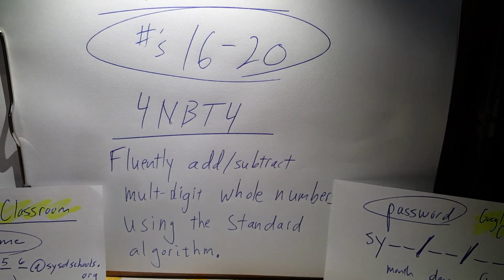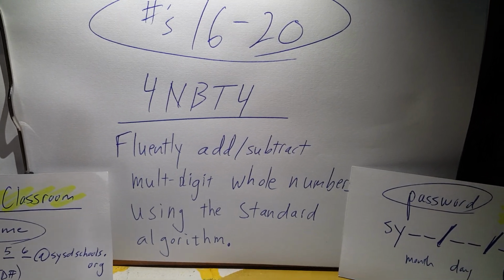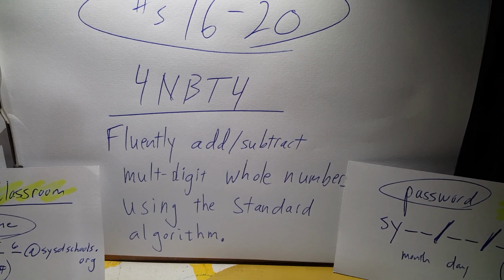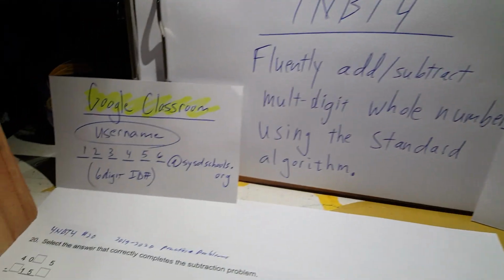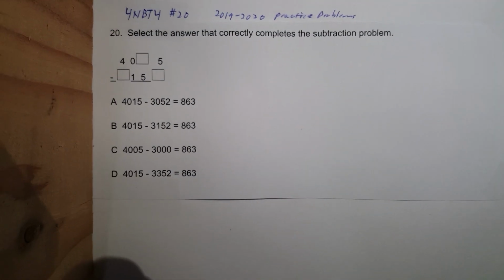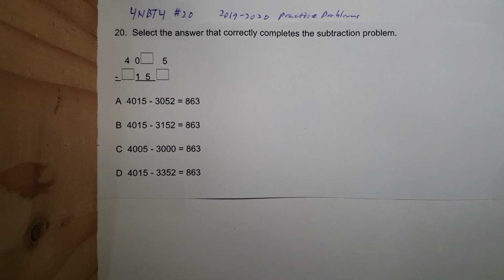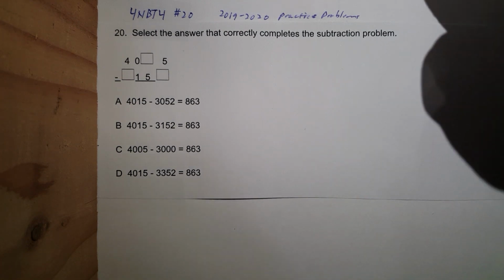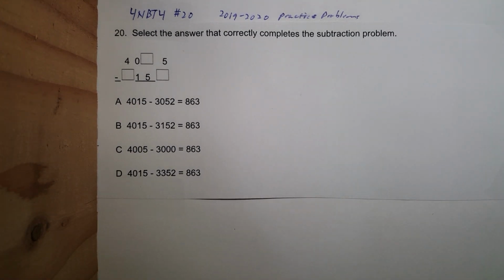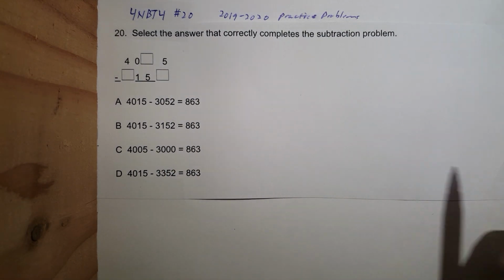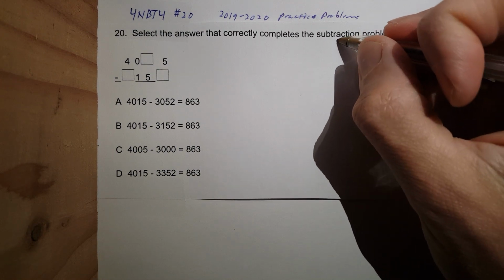Here's the standard, last one for the standard, 4.NBT.4: fluently add and subtract multi-digit whole numbers using the standard algorithm. Remember, here's the Google Classroom, and then there's your password setup. Showtime. Last one for 4.NBT.4. Let's just read it straight through. Select the answer that correctly compares the subtraction problem.